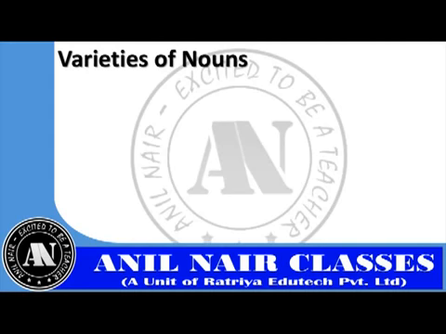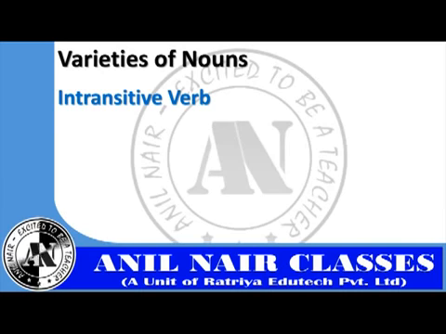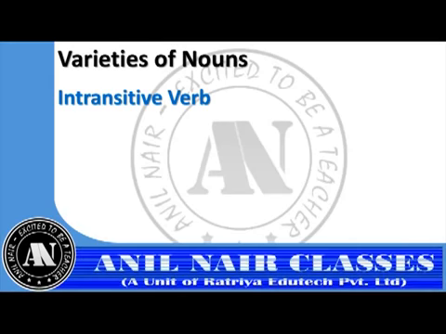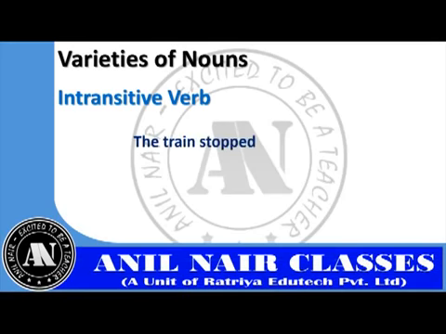Next we have the intransitive verbs. Now these verbs do not require any object for their existence. In other words, they can exist without an object. They express action or tell something about the subject without this action referring to an object, as was the case in transitive verbs. For example, the train stopped.